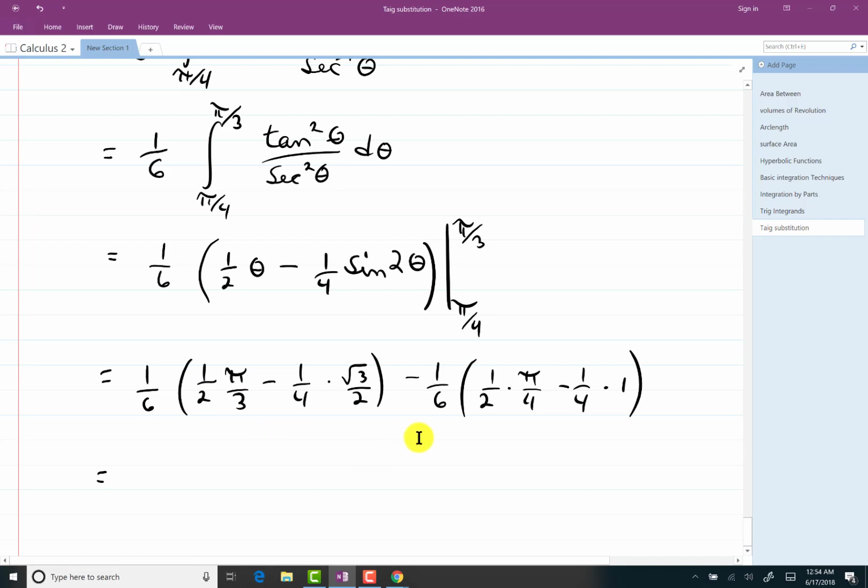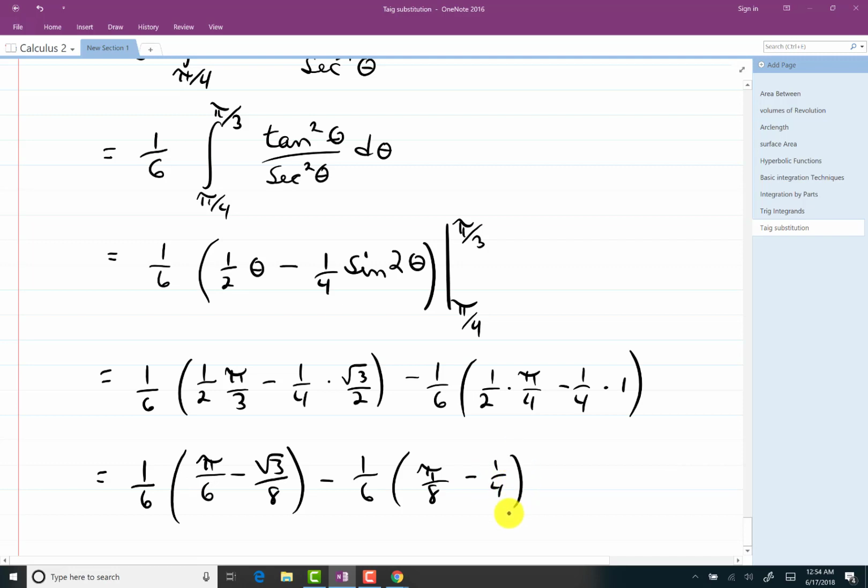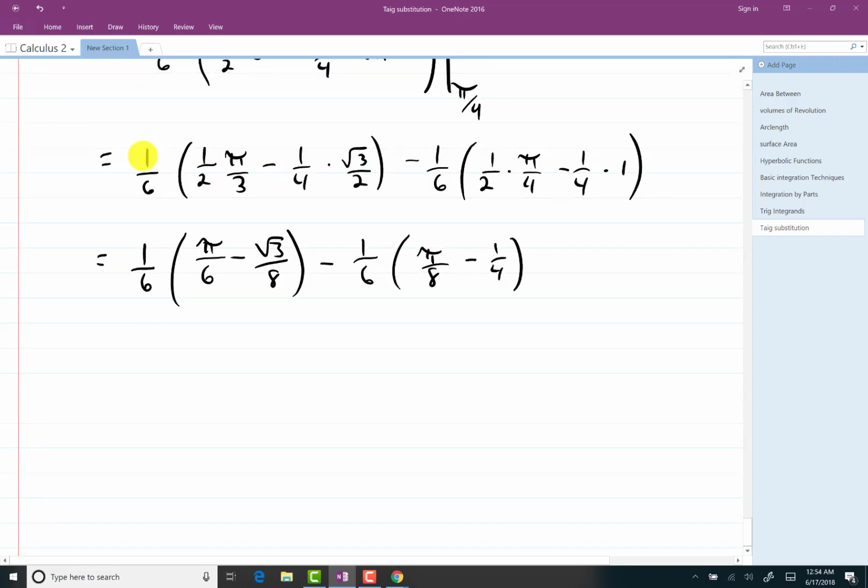Let me go ahead and simplify in here and see what happens. Pi over 6 minus radical 3 over 8 minus 1/6 pi over 8 minus 1/4. So it looks like pi over 36 minus radical 3 over 48 minus pi over 48 plus 1 over 24.